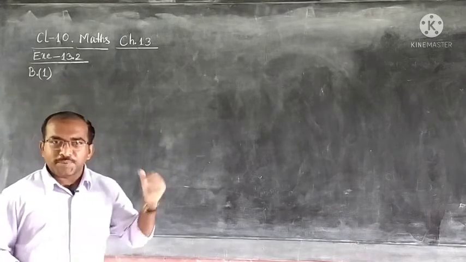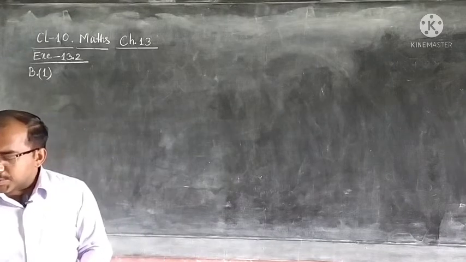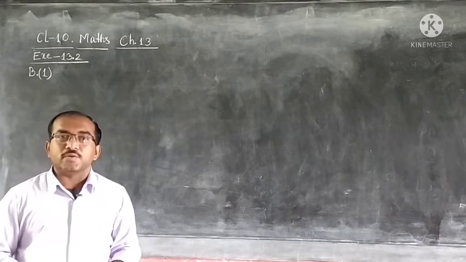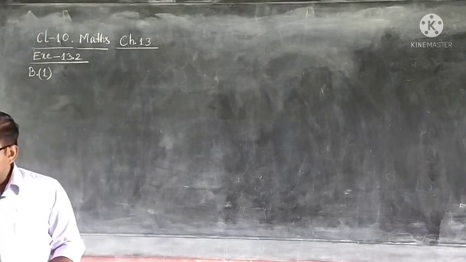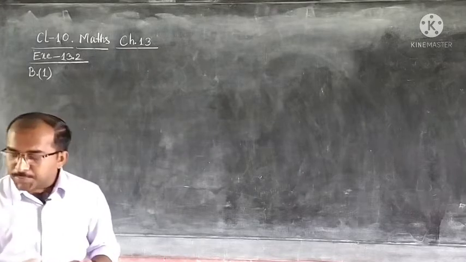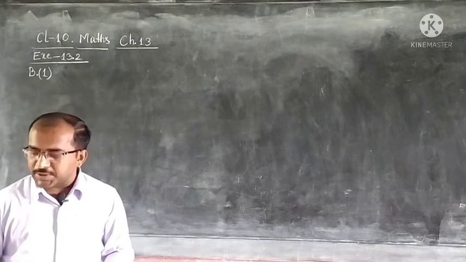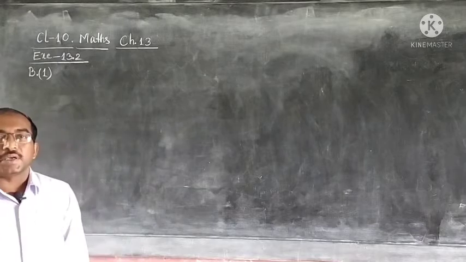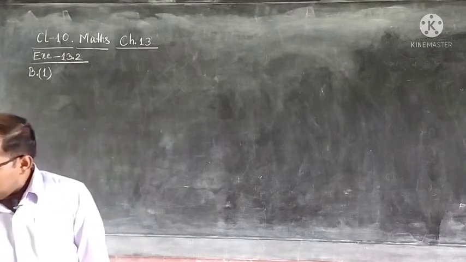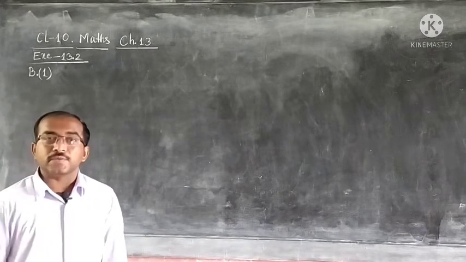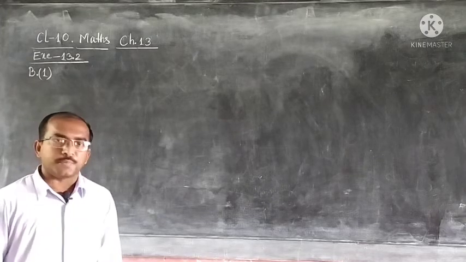The question number B1. A solid is in the shape of a cone standing on a hemisphere, with both their radii being equal to 1 centimeter and the height of the cone is equal to its radius. Find the volume of the solid in terms of pi.